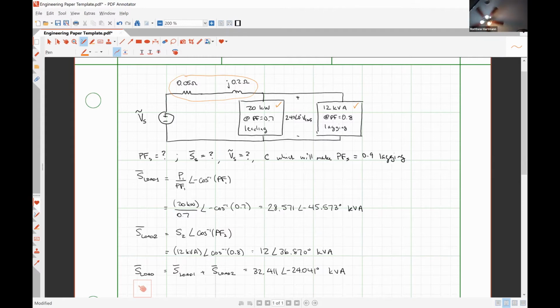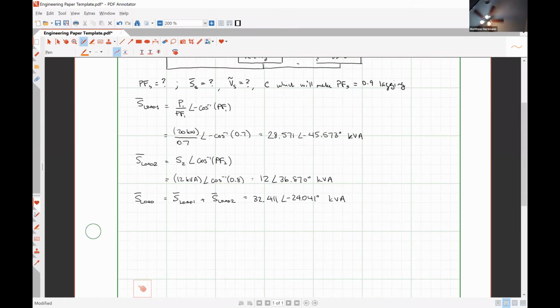However, we do have enough information to determine the current that's flowing into this node point where it will split and divide among the two loads.